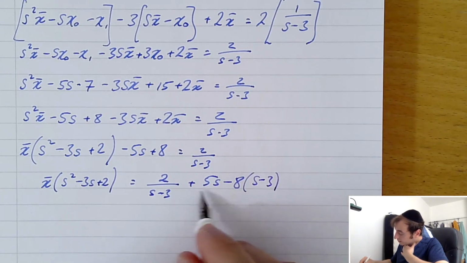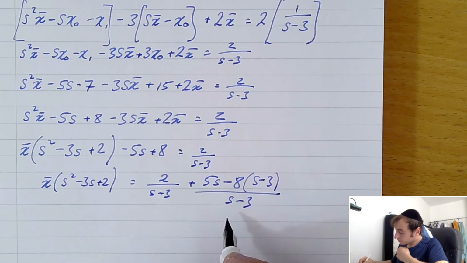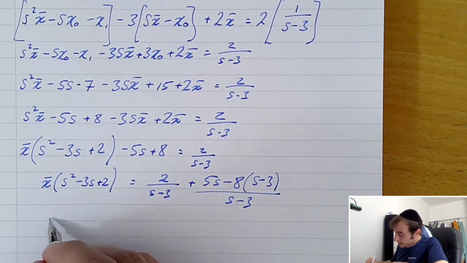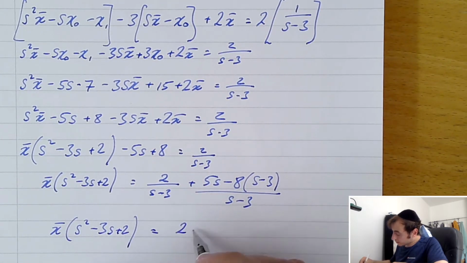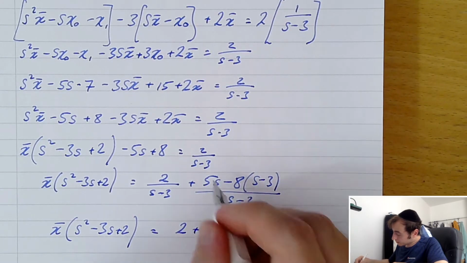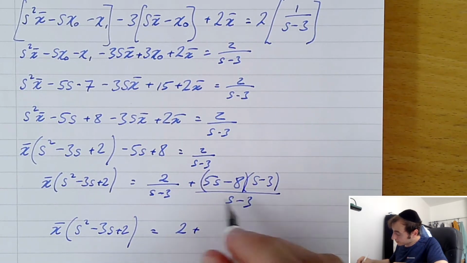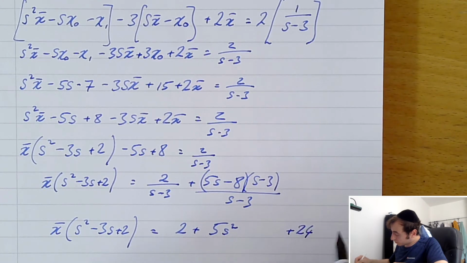S minus 3 on s minus 3. So we can say now that x bar times (s squared minus 3s plus 2) equals 2 plus, okay, so we'll have 5s squared plus 24 minus 8s minus 15s, all on s minus 3.